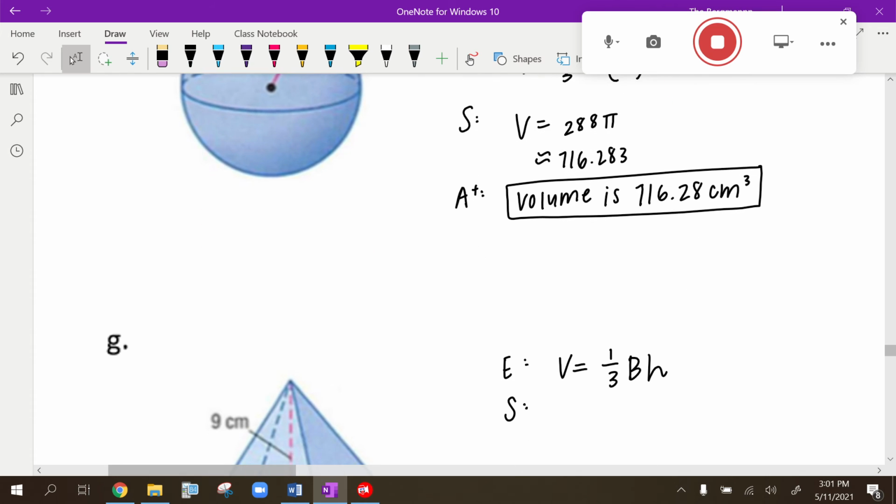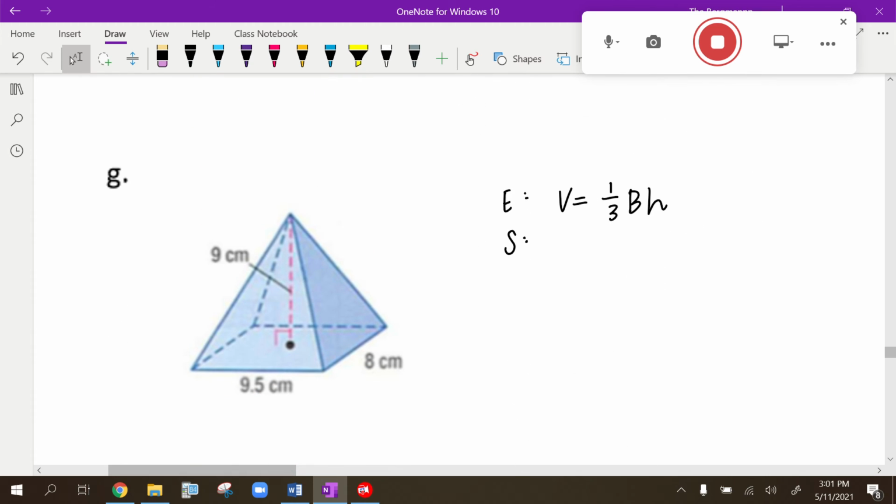Okay, let's continue to this last problem. We have a pyramid. This is a rectangular pyramid because I can tell that these two sides are not congruent. Therefore, it's not a square pyramid. It's a rectangular pyramid. I know in order to find the area of this base, I'll have to take the length times the width.